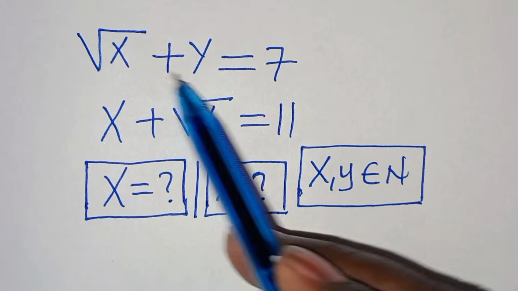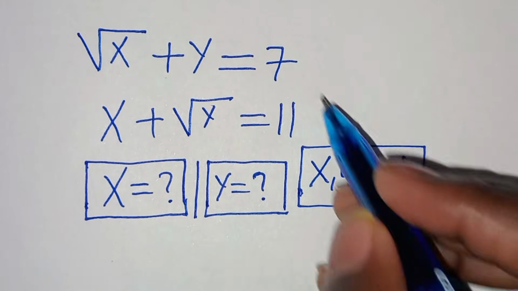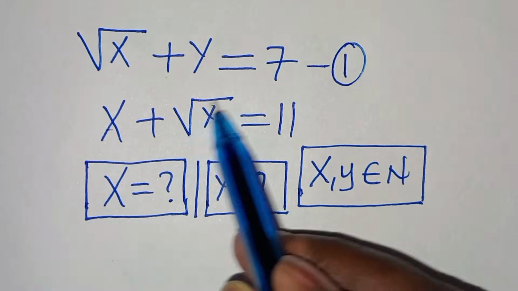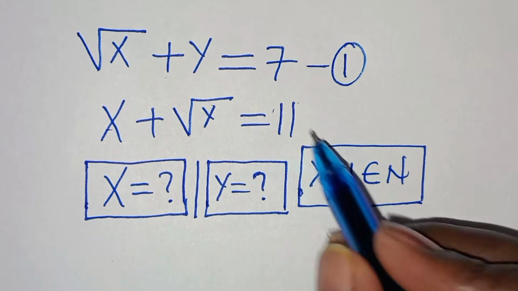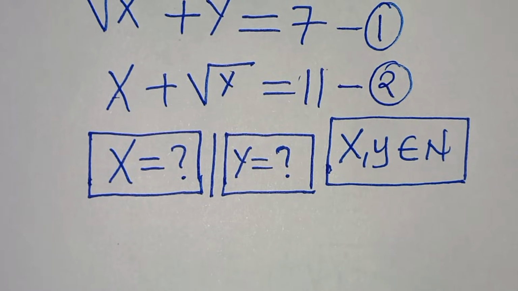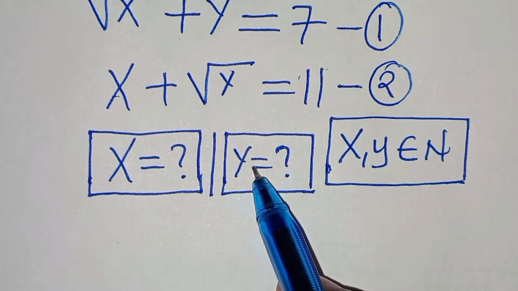Square root of x plus y, this is equal to 7. Let's call this equation 1. x plus square root of y, this is equal to 11. Let's call this equation 2. So what is the value of x and what is the value of y?